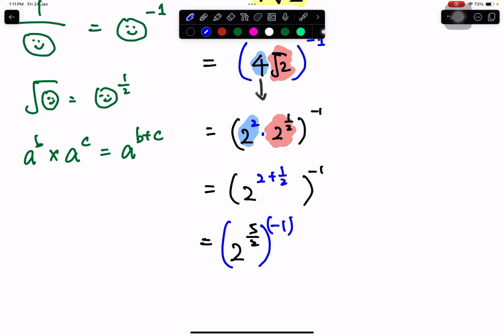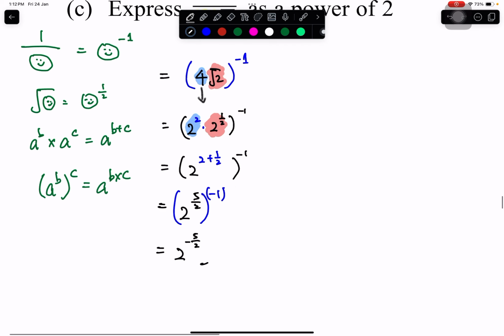So this is, again, the power of the power rule, which is a to the power of b to the power of c, which is a to the power of b times c. Obviously, this is the b, this is the c. You're going to multiply them together, which is 2 to the power of -5 over 2. Okay? That's it.